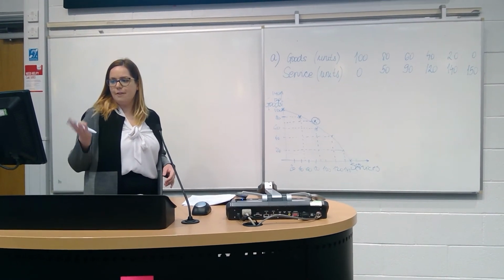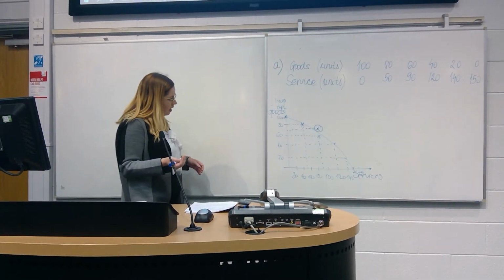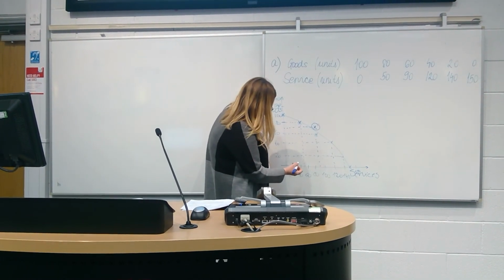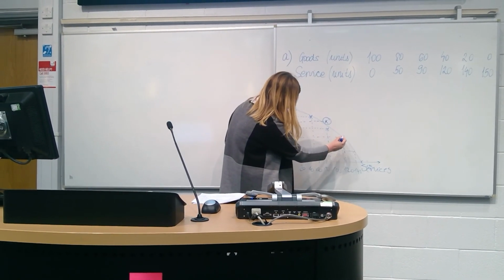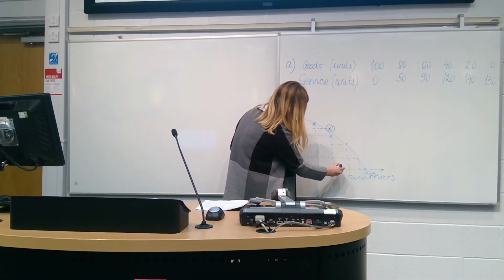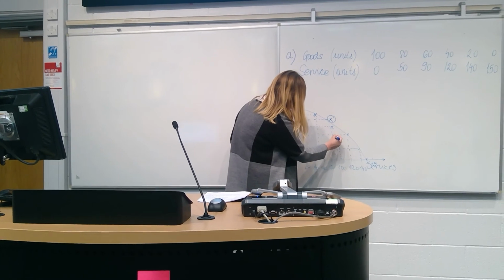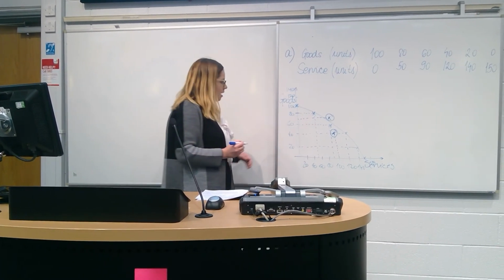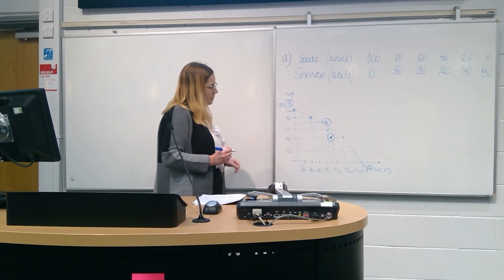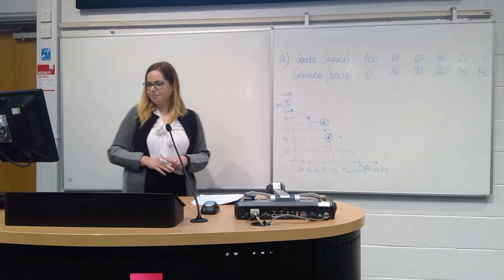And finally, we have 40 units of goods and 100 units of services. So 40 on the y-axis, and 100 units of services, so 100 on the x-axis, so the point is somewhere around here. It is within the production possibility curve, so the economy can produce this.